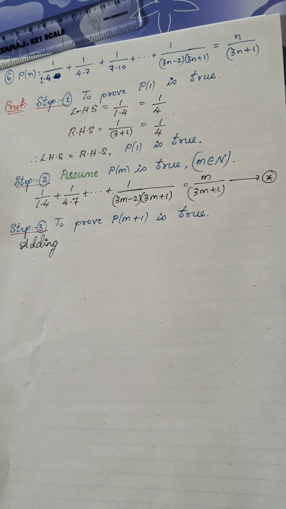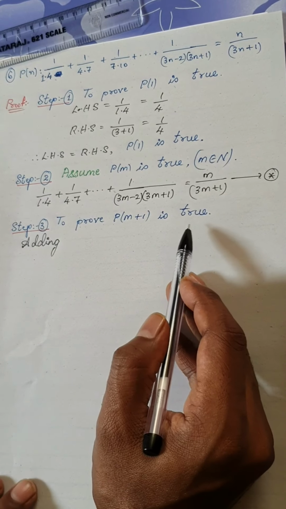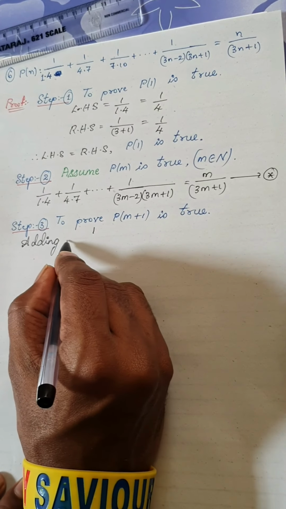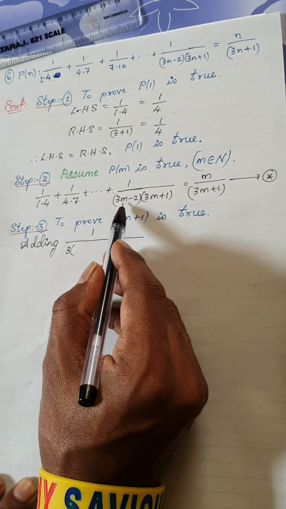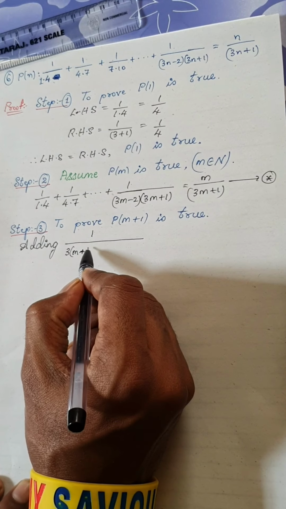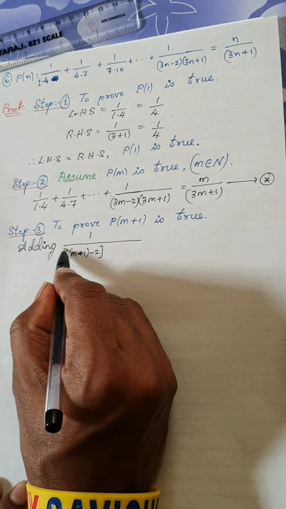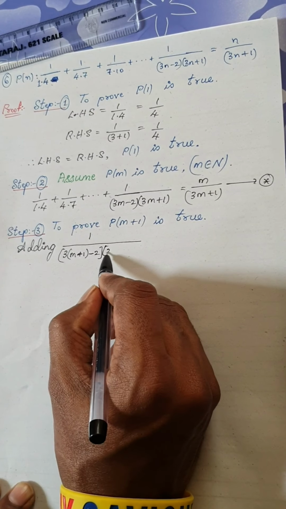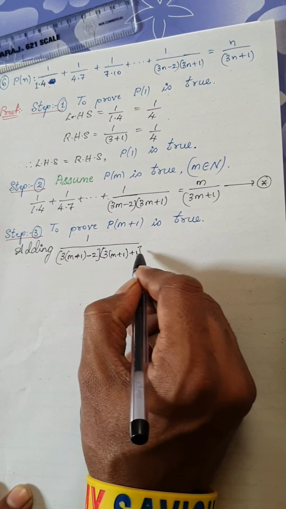We all know step 3 is to prove P of m plus 1 is true. So how are we going to prove it? Please be very careful with this step. You have to add a term. What is the term you are going to add? Wherever you have m in the last term in LHS, remember, so 3 into (m plus 1) minus 2, into 3 into (m plus 1) plus 1. This is the term you are going to add.